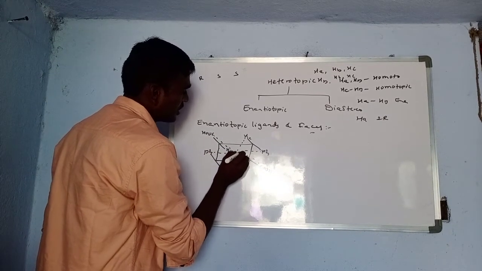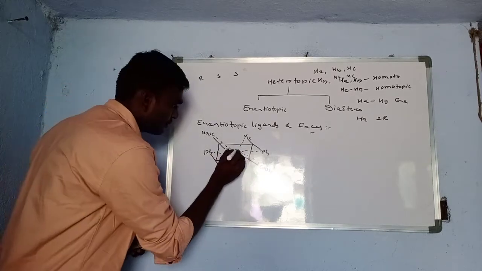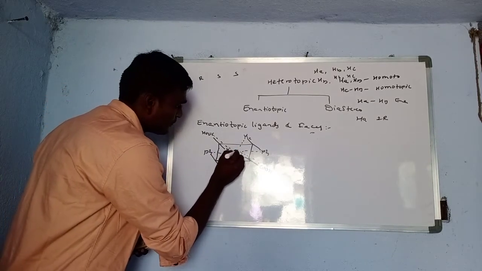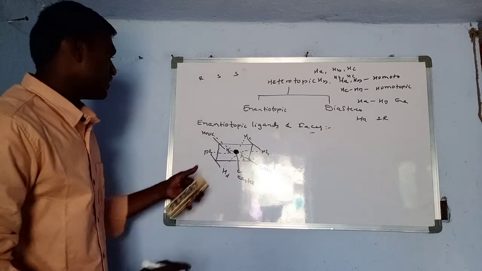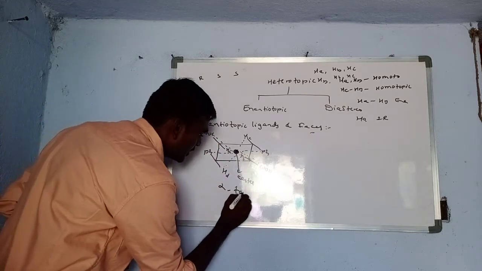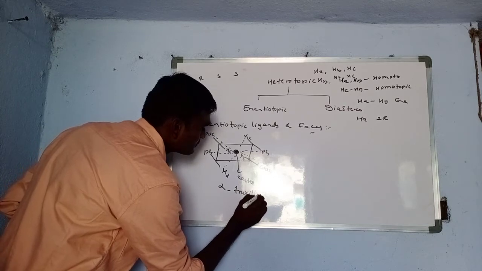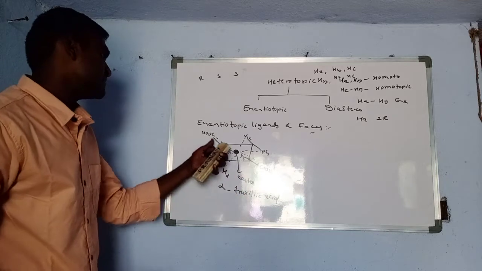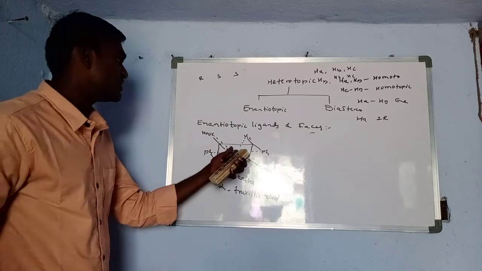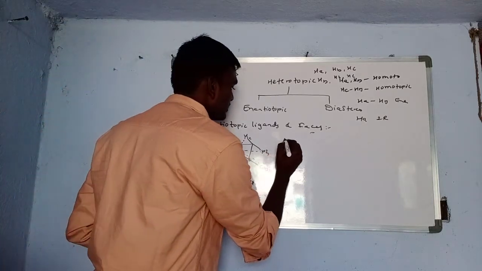The pH groups and these are all meet at one point. This is the center of inversion. This is the alpha truxillic acid. In this alpha truxillic acid, a second kind of symmetry element is present, that is the center of inversion, I.